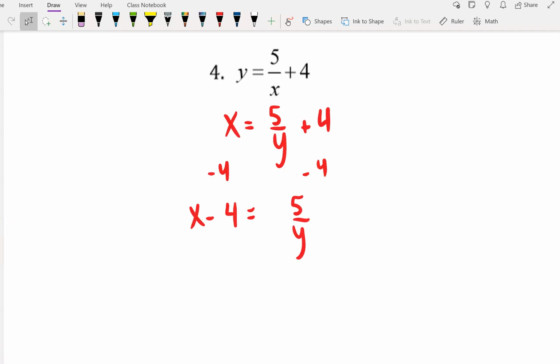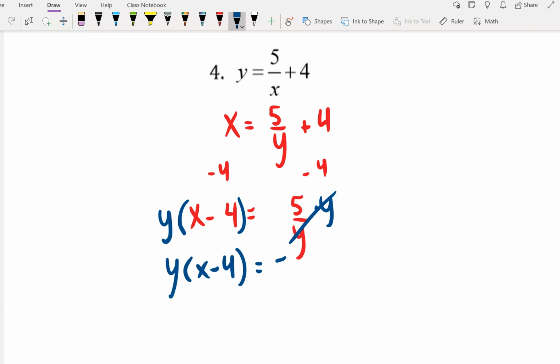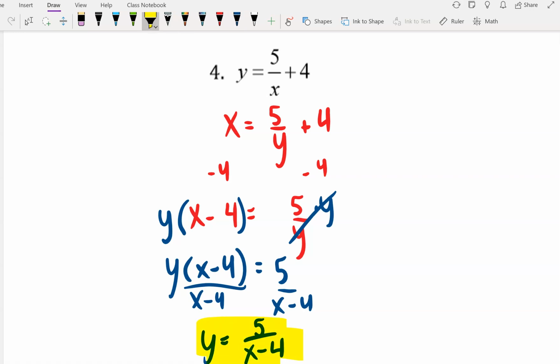I decided to start recording early because I realized this was a little bit tricky. So I did part of it. I subtracted 4 from both sides, and now I realize that y is in the denominator. Remember, I need to get y out of the denominator first, so I multiply both sides by y. I'm not actually going to distribute y in there though. I'm just going to leave this as y times (x minus 4) equals 5. And then my last step is to just divide away that x minus 4 so that y can be by itself. So it'll be y equals 5 over (x minus 4). And that will be the inverse.